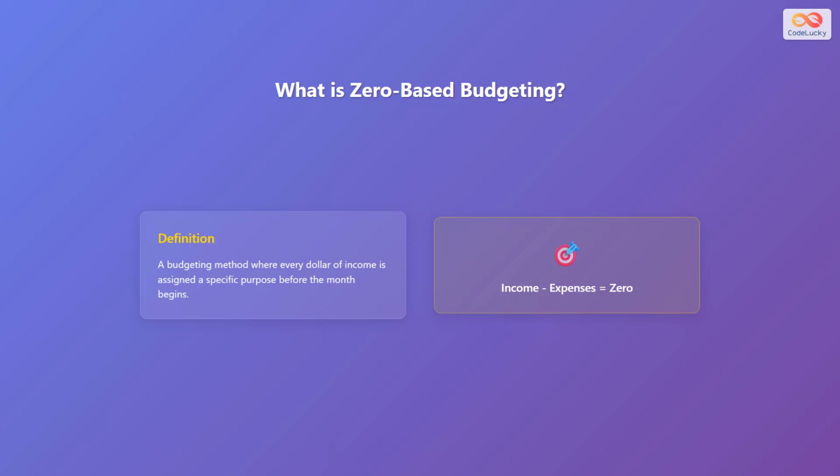Zero-based budgeting is a budgeting method where every dollar of your income is assigned a specific purpose before the month begins. The core principle is simple: your income minus your expenses should equal zero. This doesn't mean you spend everything you earn. Instead, it means every dollar is intentionally allocated to categories like housing, food, savings, debt payments, or entertainment. Nothing is left unassigned or forgotten.